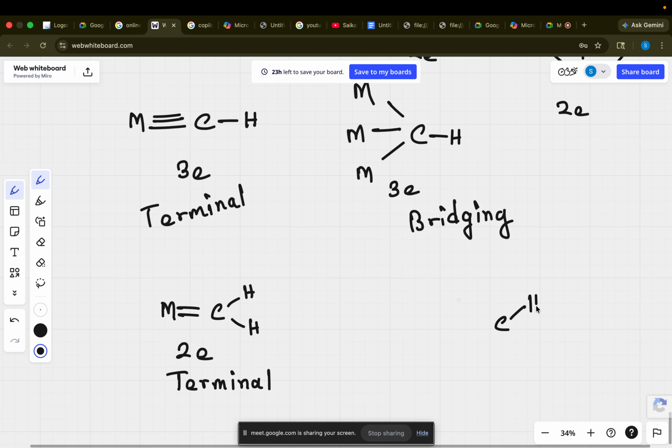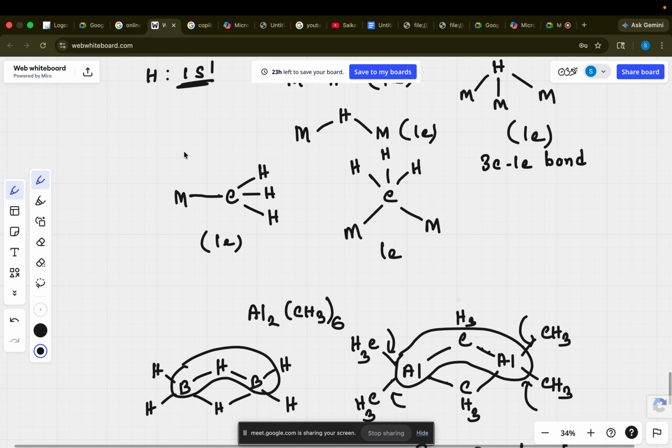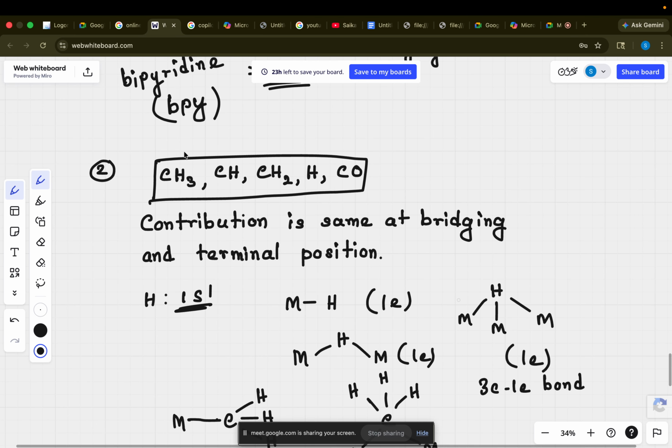Now if it is attaching with 2 different metal centers, so that time it's a what? It's a bridging ligand, na? If it is attaching with 2 different metal centers, it's a bridging ligand. So that time also it will donate 2 electrons. Okay, so all these ligands, this CH3, CH, CH2, hydrogen, CO, if they are acting as a terminal ligand or bridging ligand, no need to worry, because they are donating the same number of electrons.